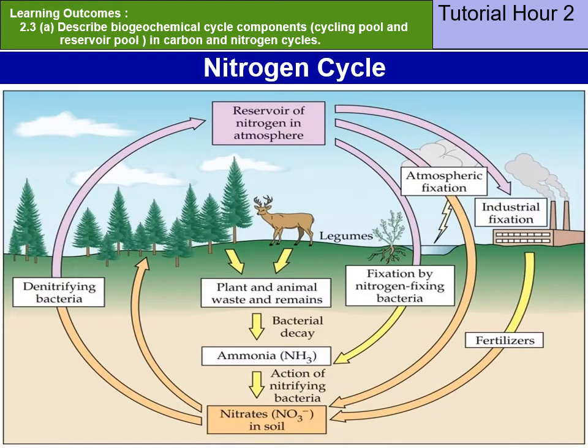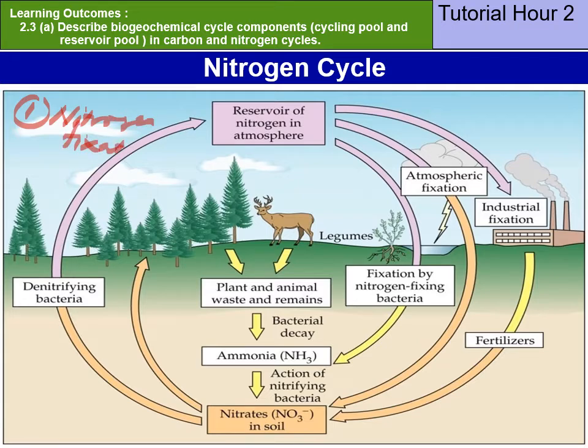There are 5 steps in the nitrogen cycle. The first one is nitrogen fixation, second nitrification, third assimilation, fourth ammonification, and fifth denitrification. So we look first at step number 1, nitrogen fixation.